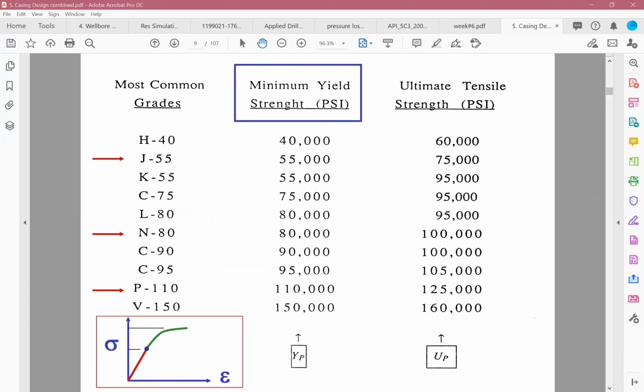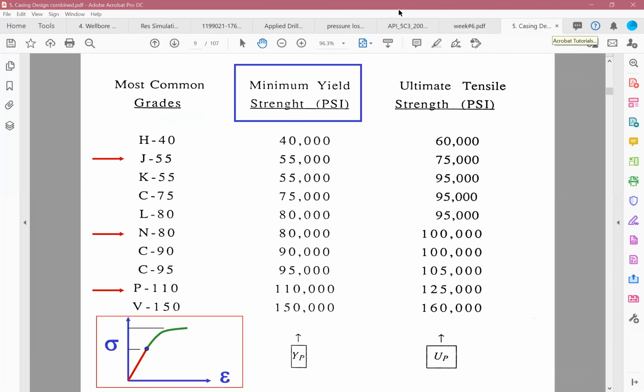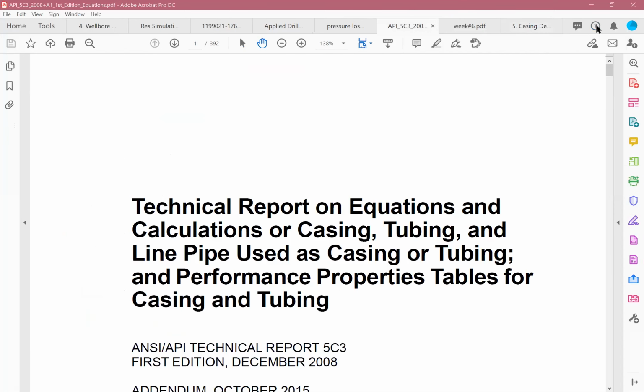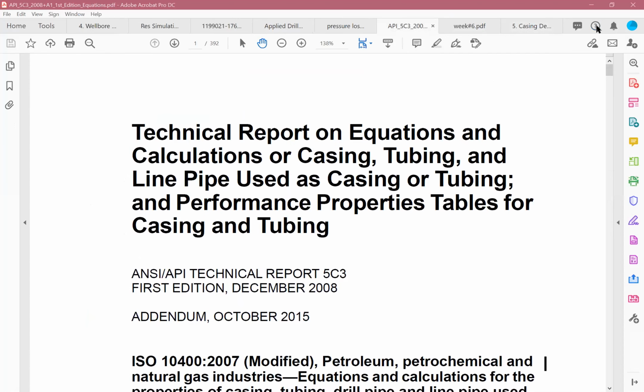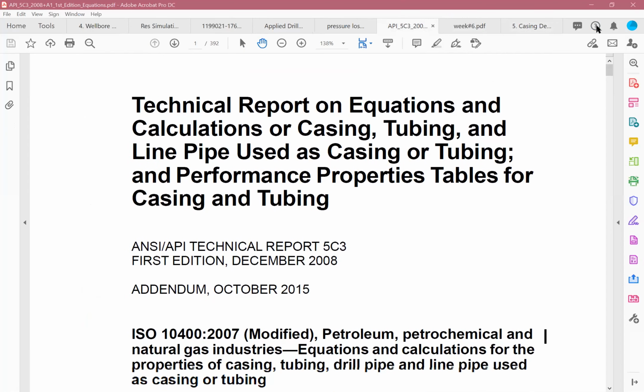Do you guys, let me see. Do you guys see this other PDF, or you just see my previous slide? I see it. Okay, good.